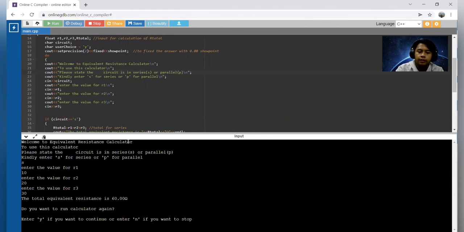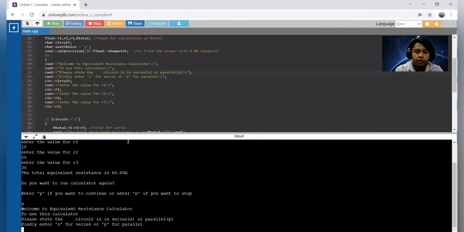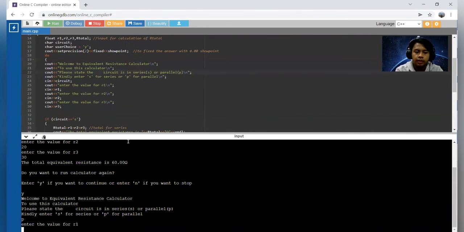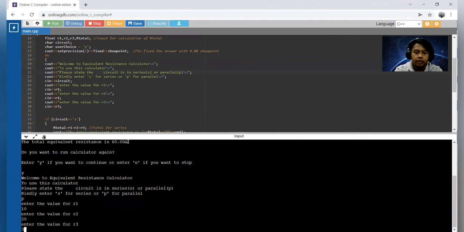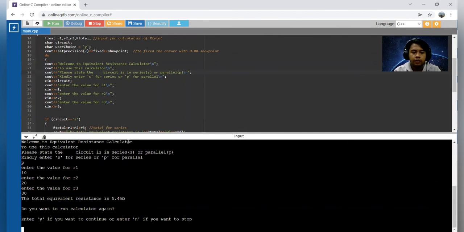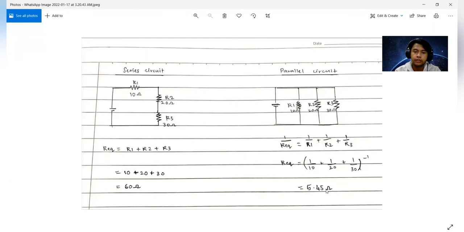For the parallel circuit, Y to continue, and then P for parallel. The value for R1 is 10 ohm, R2 is 20 ohm, and R3 is 30 ohm. And then the value for parallel circuit equivalent resistance is 5.45 ohm, which is the same as my calculation. So I just verify that this coding can be used. So I think that's all from me.